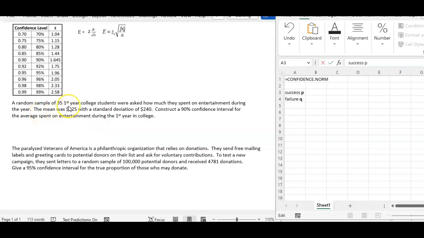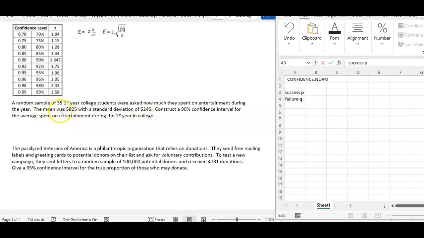A random sample of 35 first-year college students, 35 people were asked, so that is n, my sample size, how much they spent on entertainment during the year. The mean was $825 with a standard deviation of $240. Construct a 90% confidence interval for the average spent on entertainment during the first year in college.